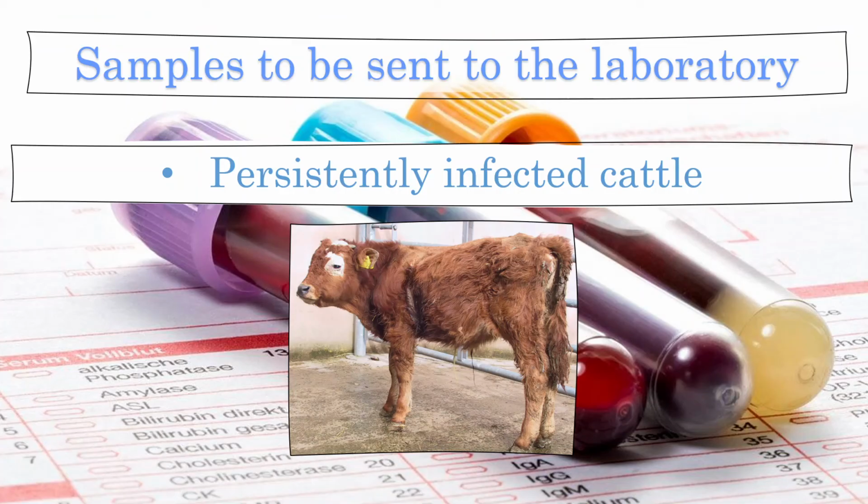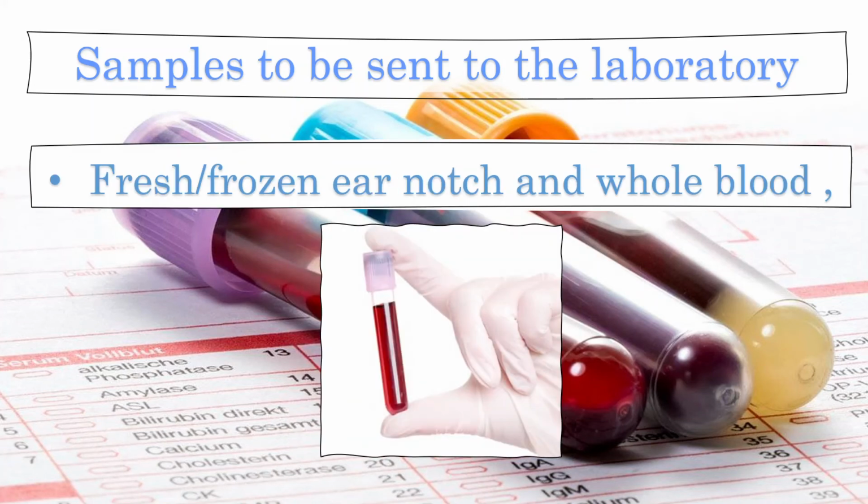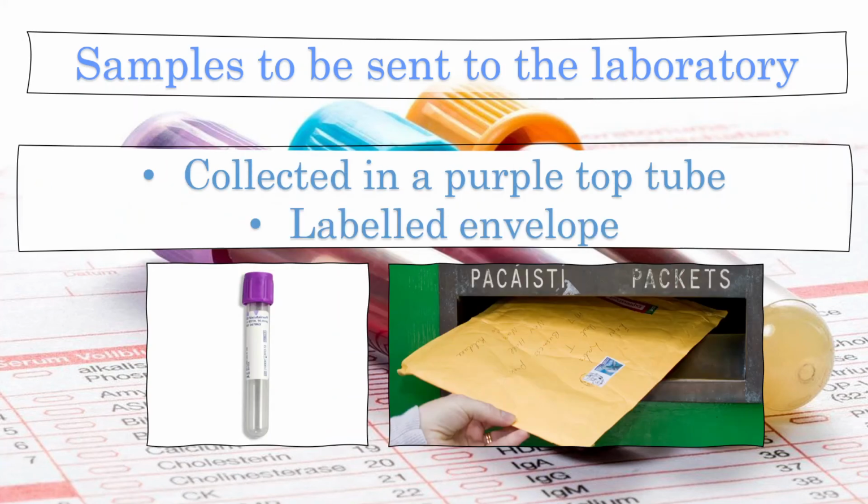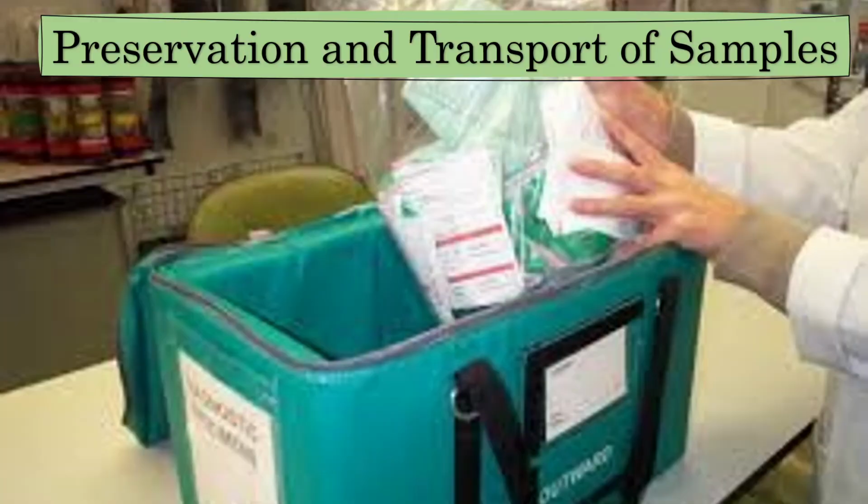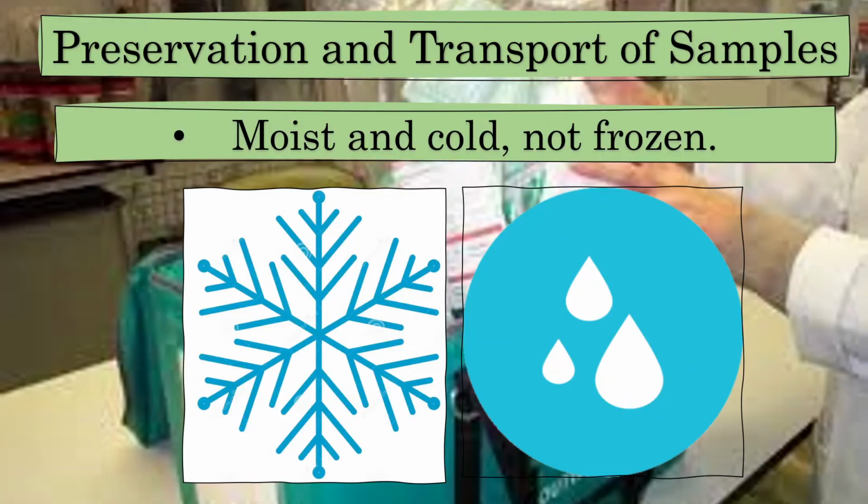Persistently infected cattle can be tested by sending samples to laboratories. The laboratory requests only that a fresh or a frozen ear notch and a whole blood sample collected in a purple top tube, with animal identification on the tube or a labeled envelope, is sent to the laboratory. To preserve these samples for transportation, you need to keep them moist and cold, not frozen.